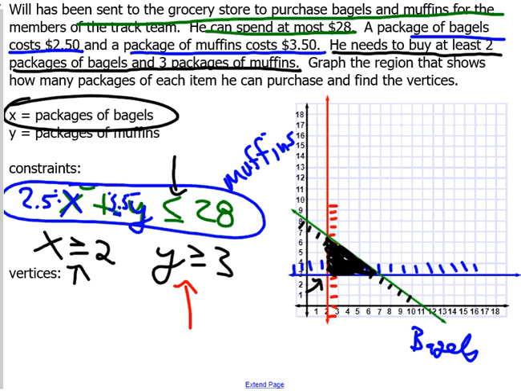Now, this spot's really easy to find. It's just what comma what? 2 comma 3. That spot right there, not quite as easy to find. This spot here, again, I can see it. It's right on the graph. That's 7 comma 3 right there. That spot, 7 comma 3.